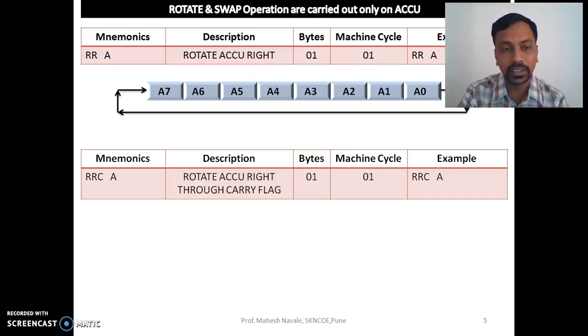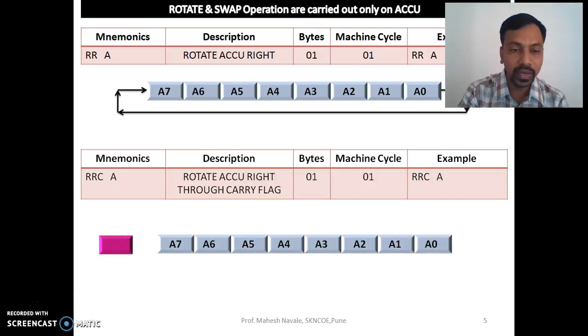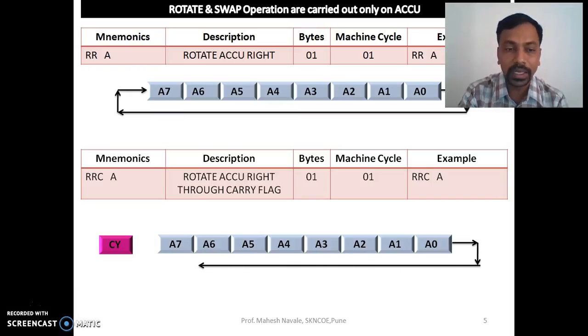Now consider the next instruction, rotate accumulator right through the carry flag. The contents of the carry flag are first copied into A7, and the contents of A0 will be copied to the carry flag. Like this, each and every bit of the accumulator will be shifted by one bit towards the right.